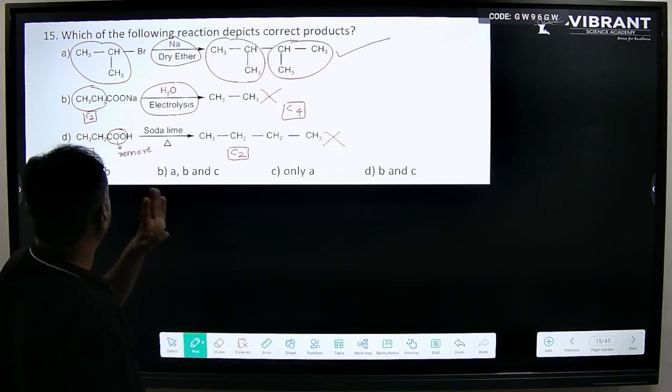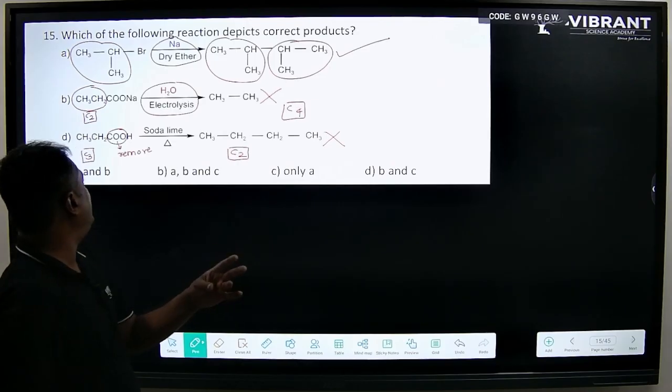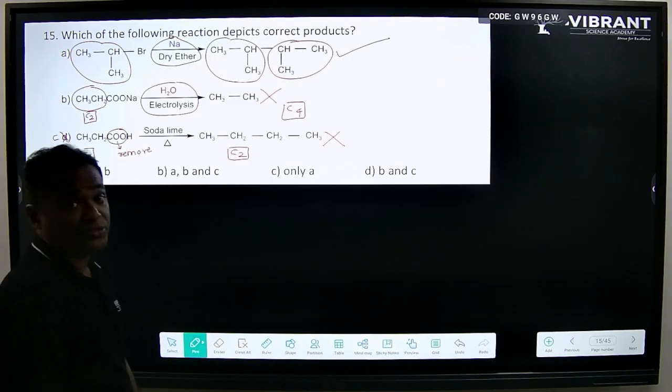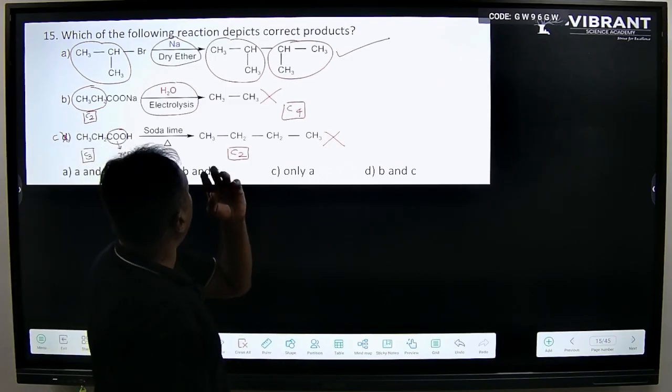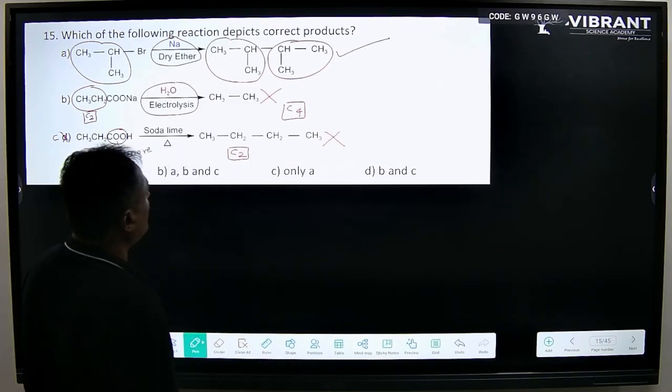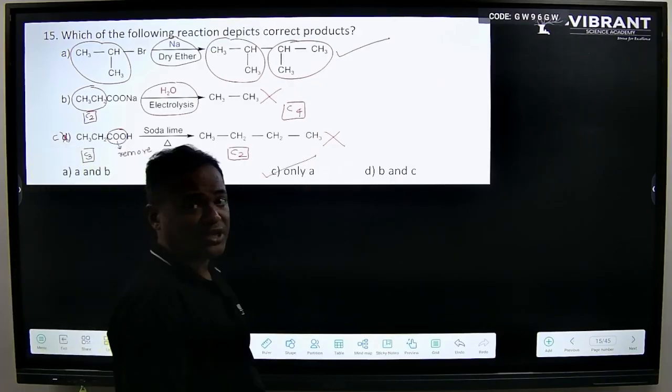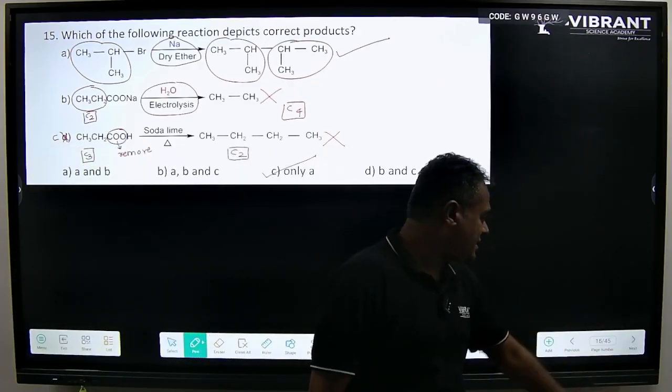That means out of the 3 reactions, A, B and C, the correct option you have got is only 1. The first answer only is giving you the correct product, that is A. So only A should be your answer key. I hope this is clear, child. Let's take the next question.